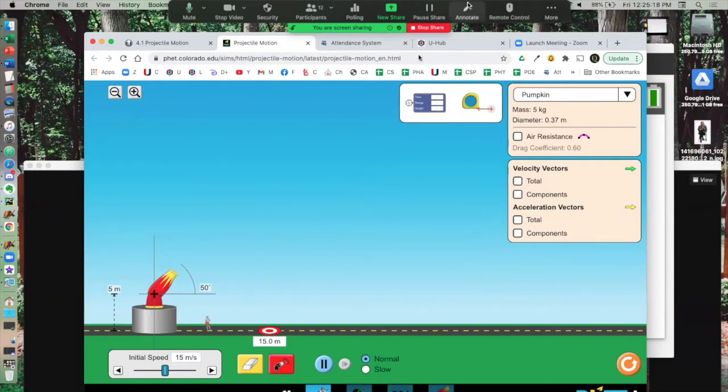Set the cannon height at 0 meters. So this cannon, it's the plus sign, see right here on the cannon. And that needs to be almost clear down the bottom like that. So it says 0 meters there.